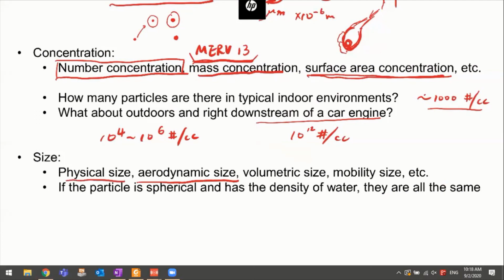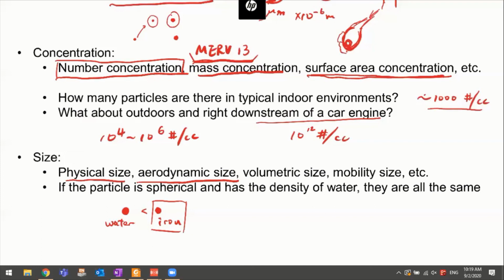So we know that if we have two particles of the same size, but one is composed of water and one is composed of, let's say, iron, iron has a higher density compared to water. So in this case, it's going to move faster compared to the water droplet. And because of that, the aerodynamic size of the iron particle is going to be larger compared to the water droplet.